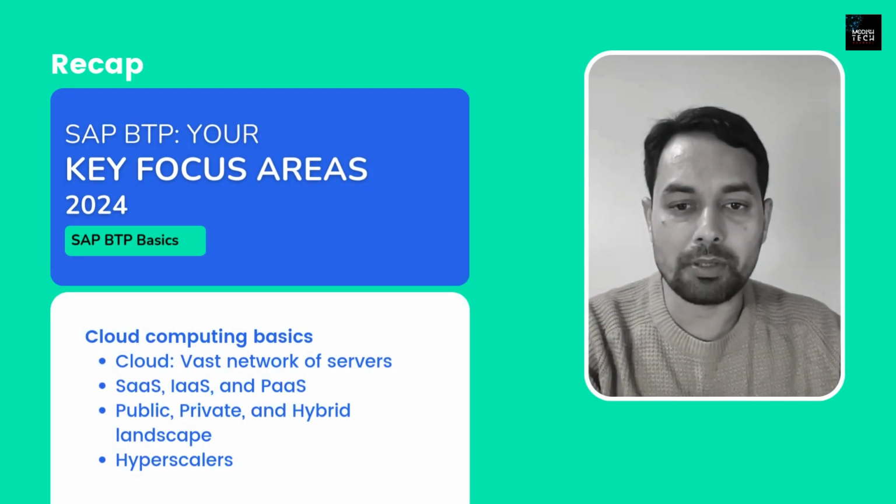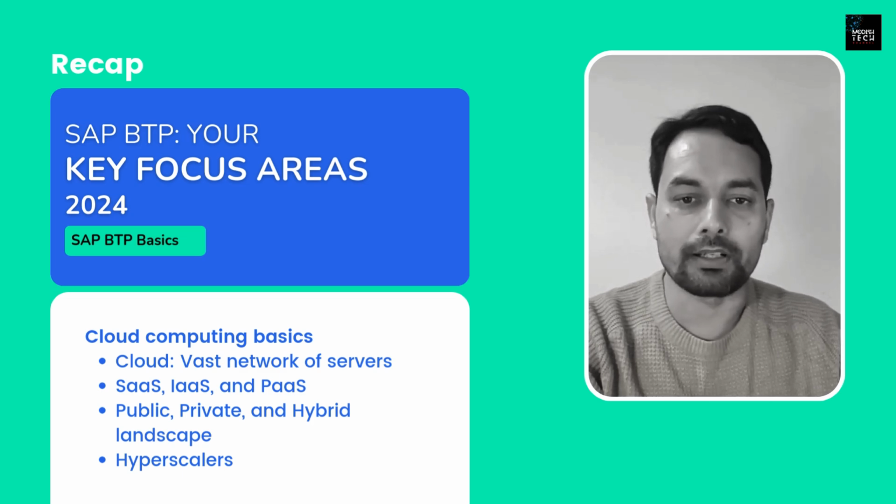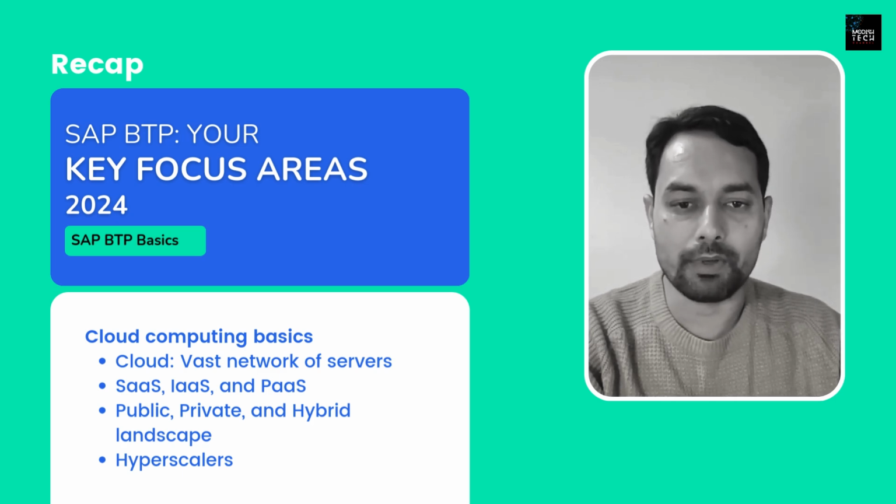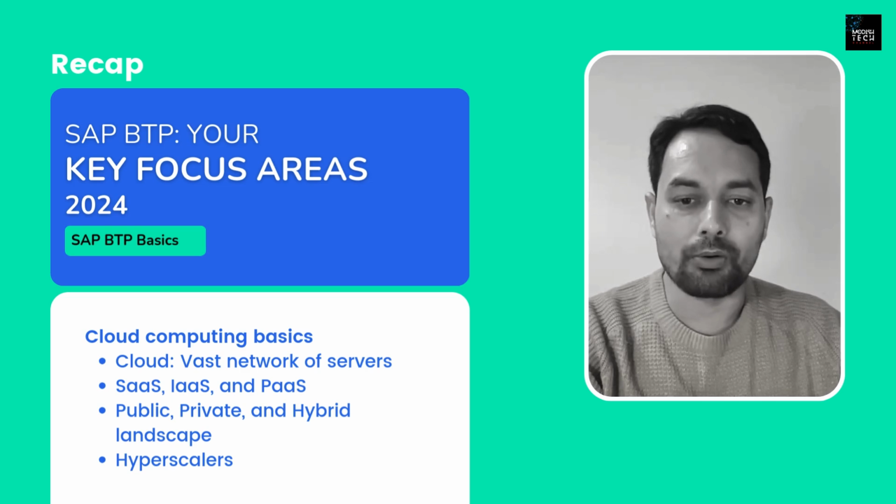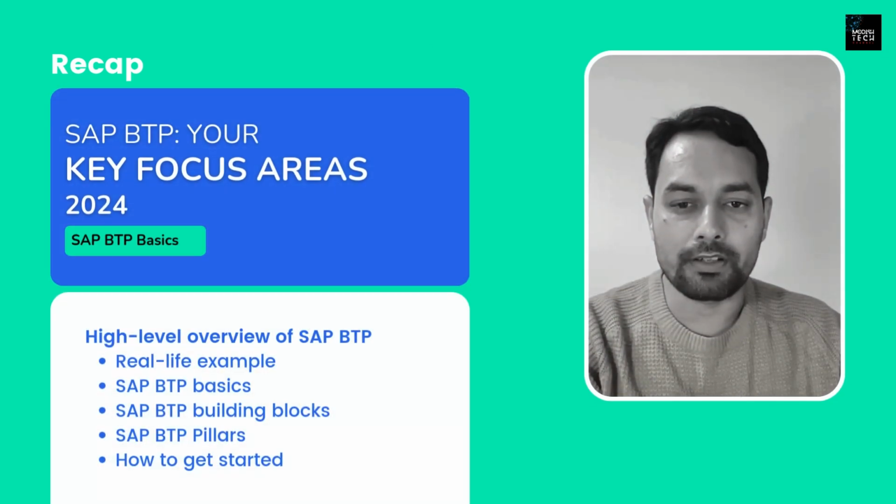Then we moved to SAP BTP Basics episode, where I actually explained various cloud related facts. Example, what is cloud? What are different terminologies used in cloud computing world, like software as a service, infrastructure as a service, and platform as a service. I also explained how these landscapes are, the cloud landscapes, which is public, private, or hybrid, and what are hyperscalers. Then I tried to explain SAP BTP with two real life examples. One was setting up your own startup, and the other one was Indian wedding planning.